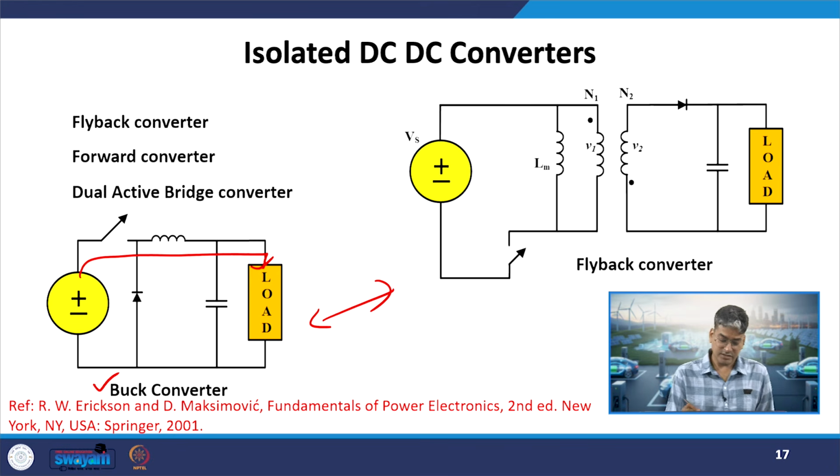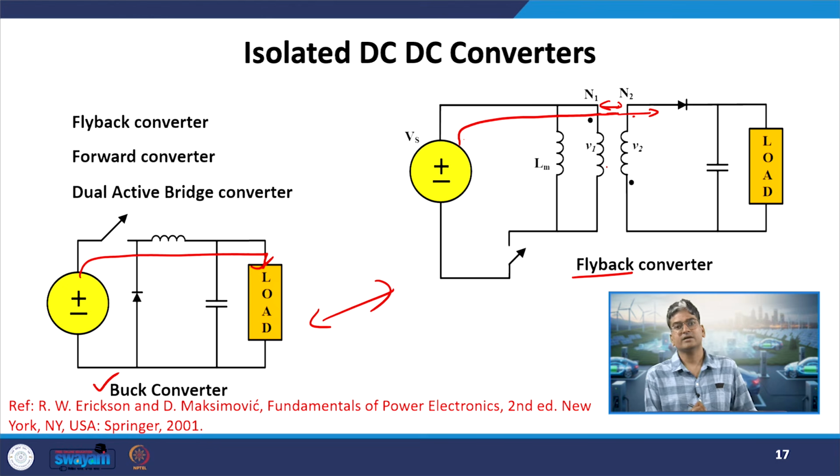But when I consider this, the first and the simplest example of an isolated DC converter, here I am not able to travel from the source to the load side through the electrical path, because there is a breakage over here. Here we have a magnetic path, not an electric path.